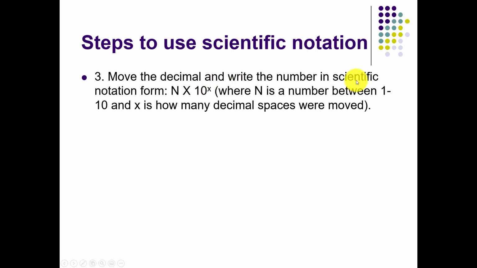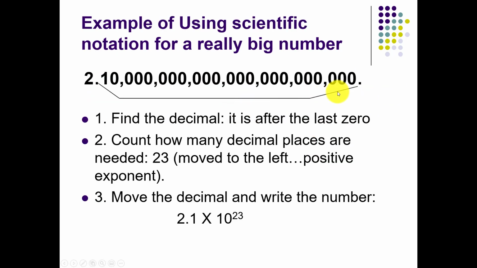Move the decimal and write the number in scientific notation. Remember, n times 10 to the x. N is the number between 1 and 10, and x has to be how many decimal spaces you moved it. Here's an example. So if we have, pretend this isn't here. 2, 1, 0, and then all of these zeros, just again, pretend that's not there right now.